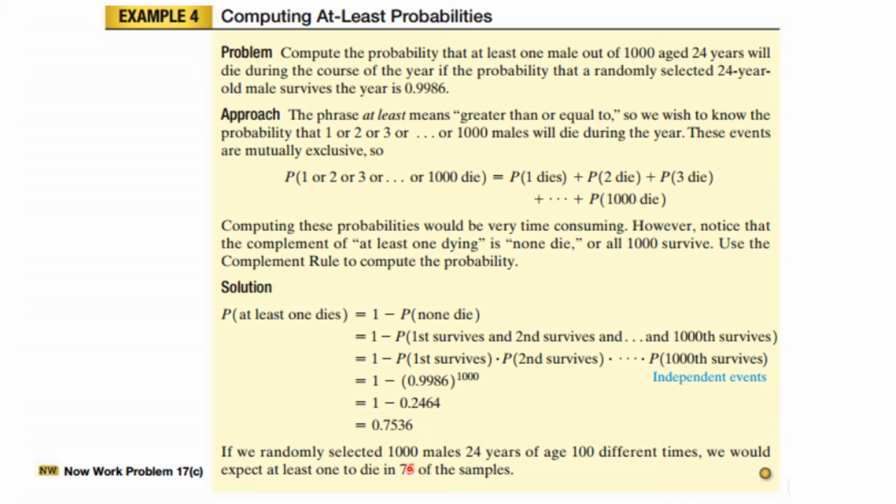So if you randomly selected 100 males and you did it 100 times, you would expect at least 1 to die in at least 75 of the samples. This is being said another different way.